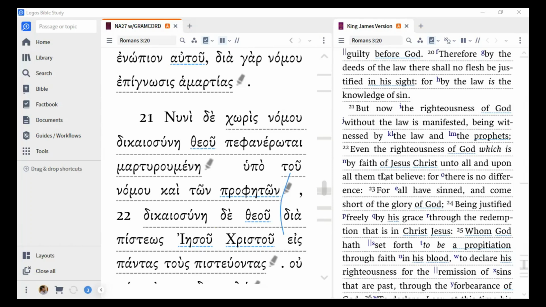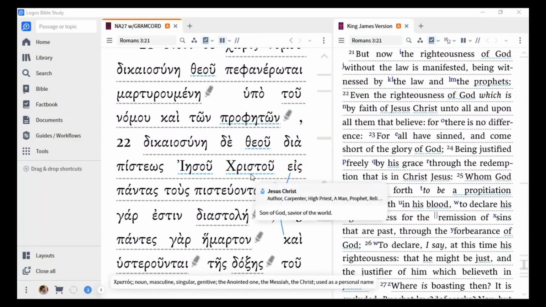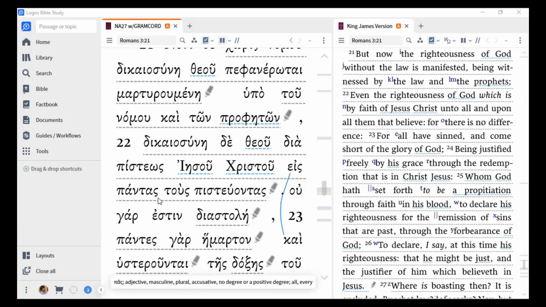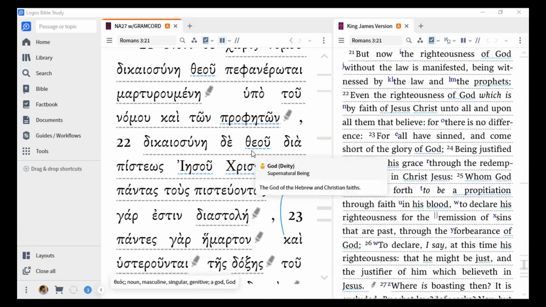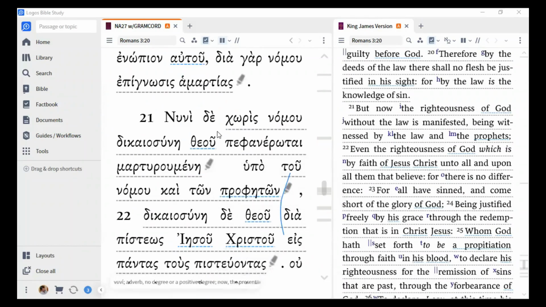And verse 22 is, "Even the righteousness of God which is by faith of Jesus Christ." Now, there is also a debate among the scholars. Verse 22, dikaiosyne de theou dia pisteos Iesou Christou, eis pantas tous pisteuontas. Dikaiosyne means righteousness. De, here, means for and not but. But see, in the two verses, verse 21 is also using the same particle de, and in 22 it is again a de, but the meaning is different.